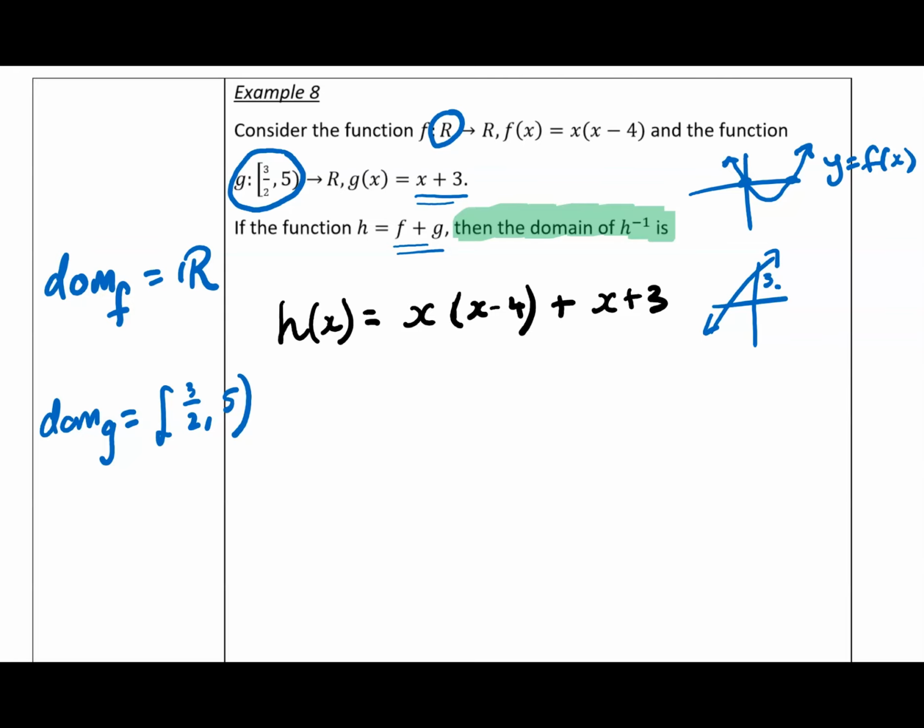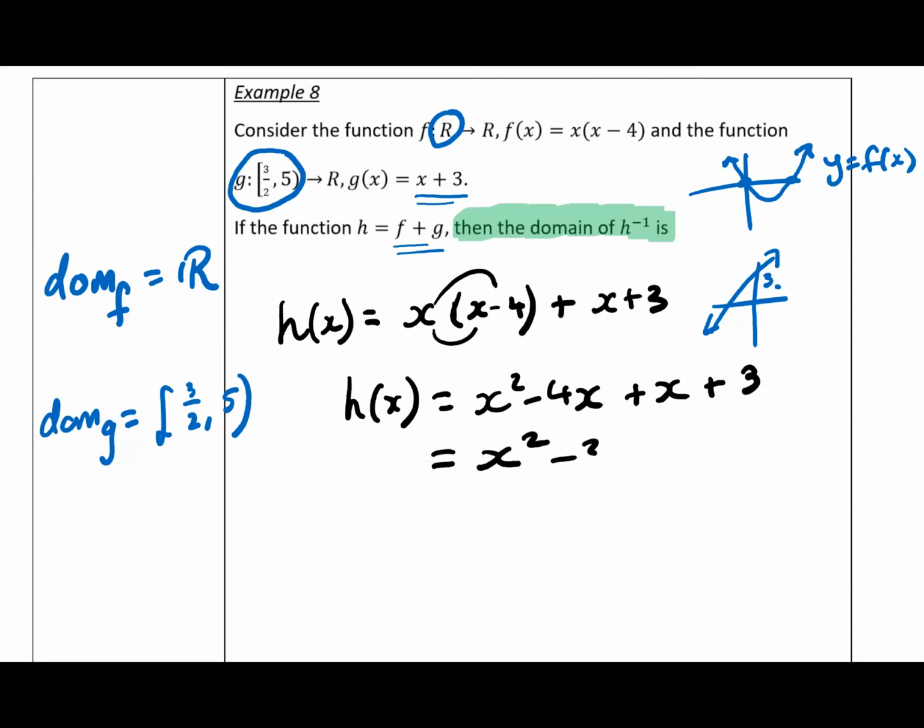If I expand that out, I know h of x is equal to x squared minus 4x plus 1x plus 3. And so we get x squared minus 3x plus 3. But what you may not know is that if we are adding f plus g, then we can only add functions over a shared domain.